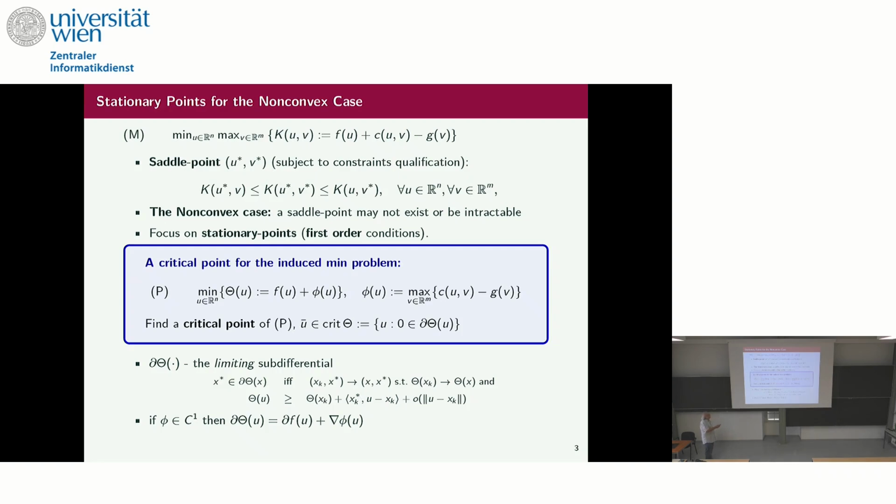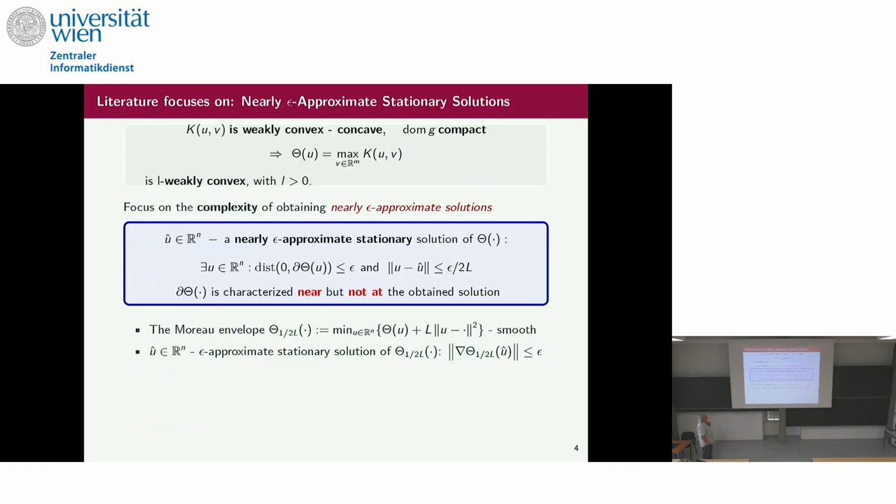And the nice thing that we know is that if we can warrant that the function phi is continuously differentiable, then we have these differential rules, which also work for the limiting subdifferential. So the limiting subdifferential of theta is the sum of the limiting subdifferential of f plus the gradient of phi. So that will be the approach that we'll be following here. As I said, we are going to make some assumptions, no free lunch.